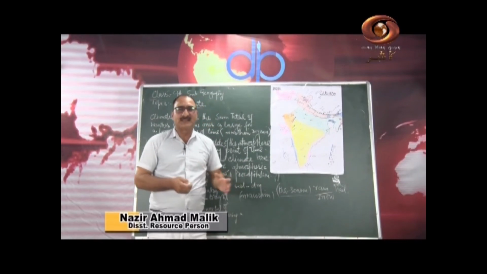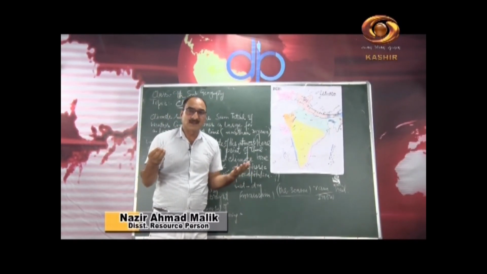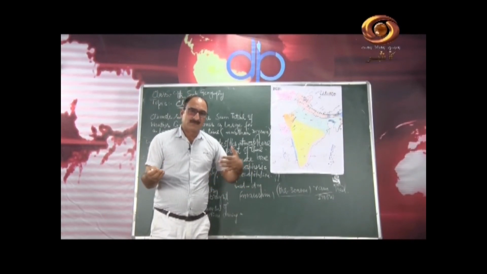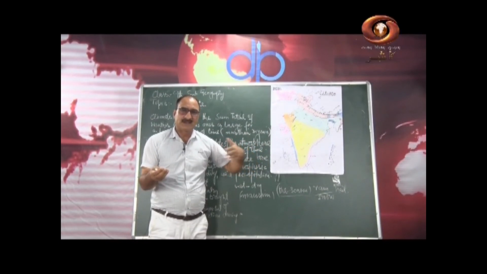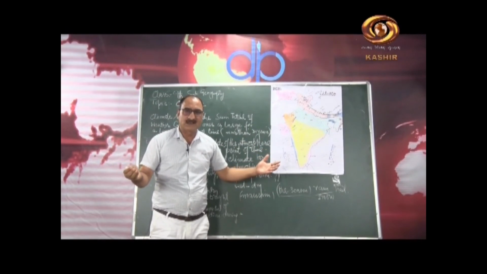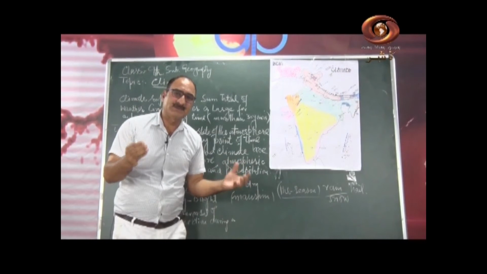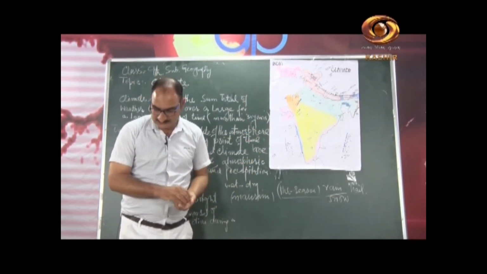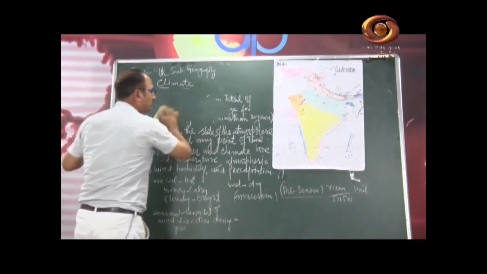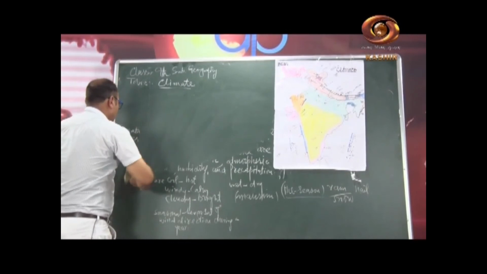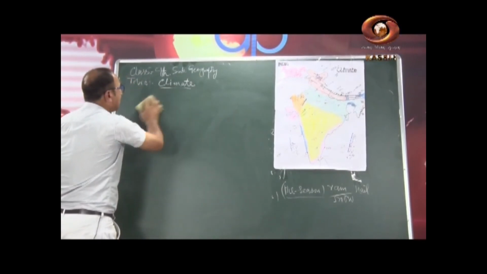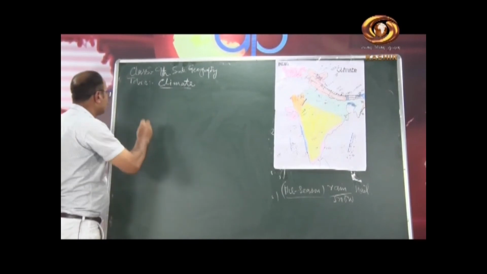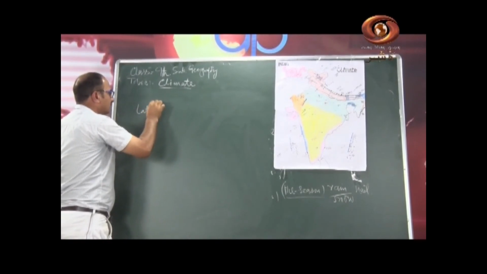But my dear students, what is the reason behind it? In the same country, in the same season, we have different temperatures, and in the same rainy season different rainfall records. So there are some factors responsible for all this phenomena. The factors which affect the climate of a place are: number 1, latitude.